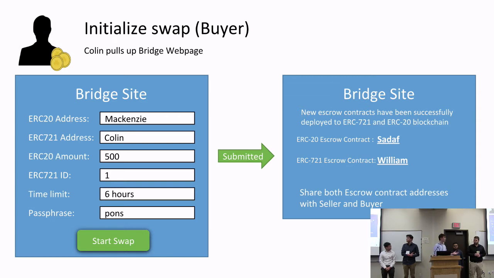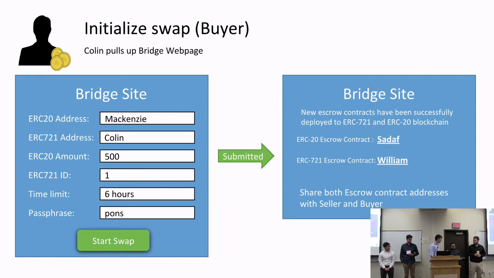So we're going to give 500 of Colin's dollars. This becomes the one house that he's going to buy. Okay. There's also a time limit and then a passcode, which we'll get into later. These are how the transactions are done securely. So once Colin has officially entered all this information, the bridge will create the two escrows. Okay, we need one escrow for our ERC20, our monetary network, and then another one for our loan network.